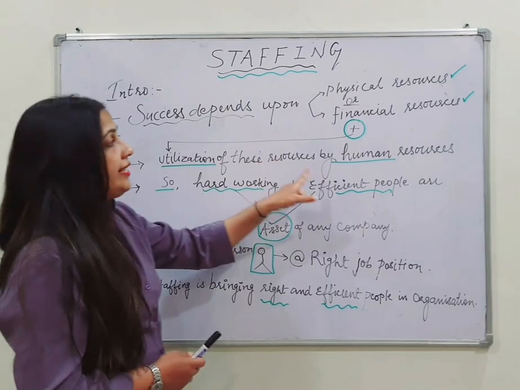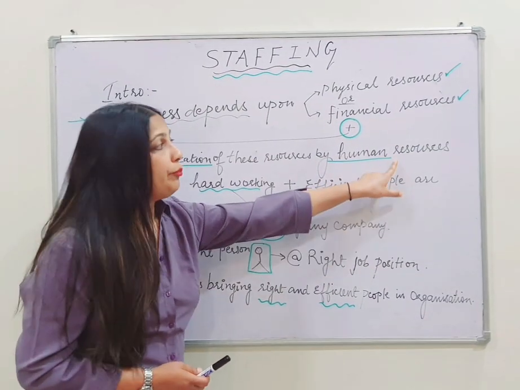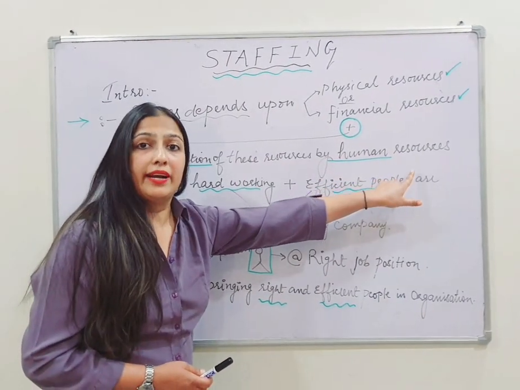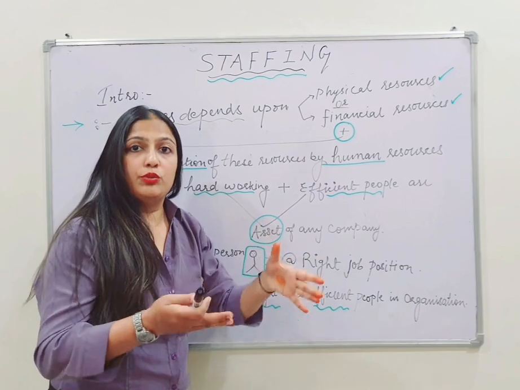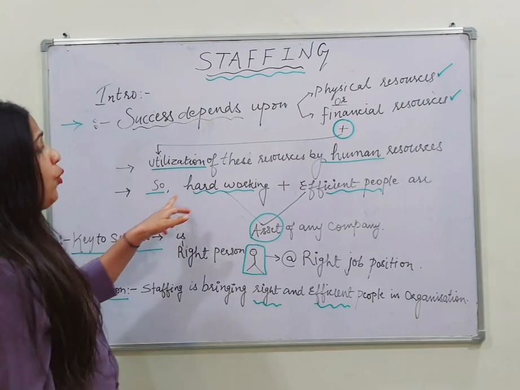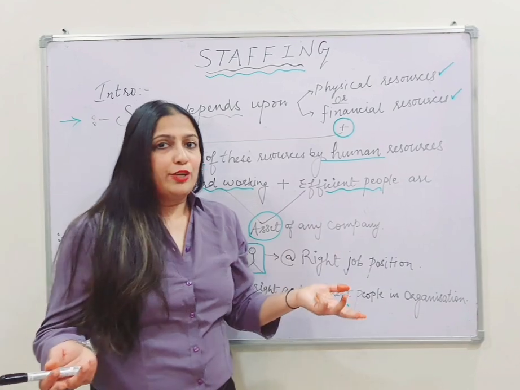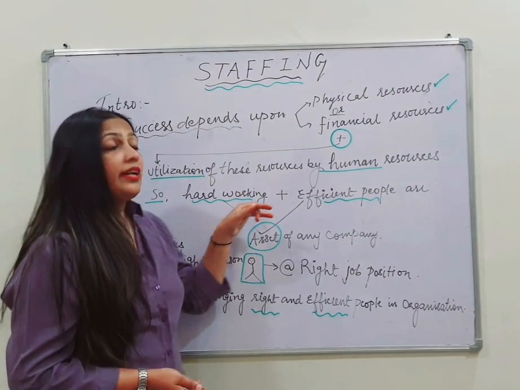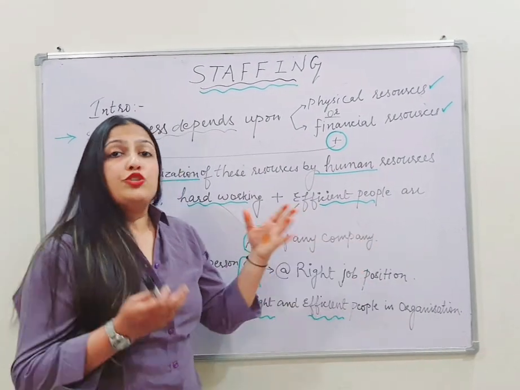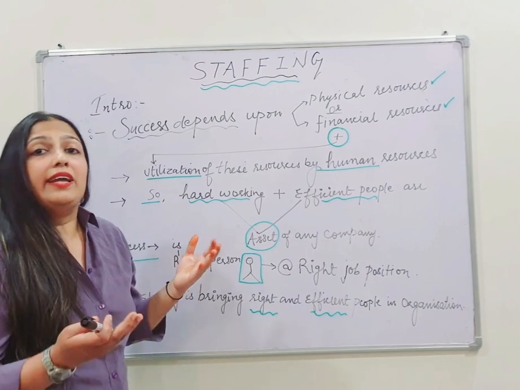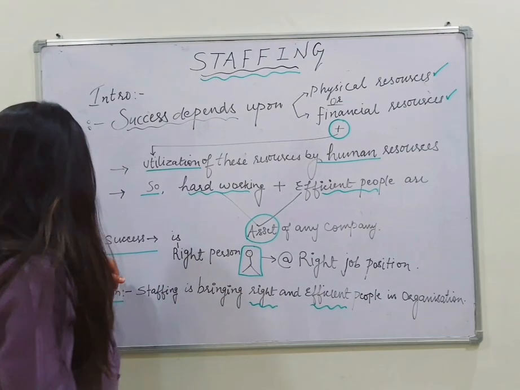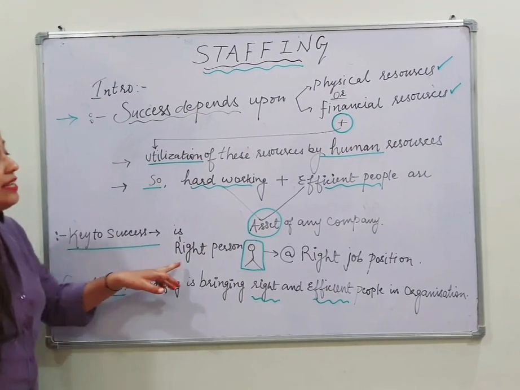So utilization by human resource are the persons who are performing the duties in our organization. So the hard working and efficient people are the assets of the company. So what is the asset of the company? The hard working and the efficient people, जो हमारी कंपनी के लिए हार्ड वर्क कर रहे हैं, and they are very efficient. So the key to success is the right person.